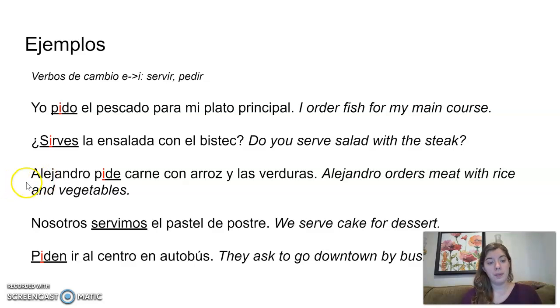La tercera frase. Alejandro pide carne con arroz y las verduras. Pide. Aquí tiene E. Alejandro es él. El sujeto él, Alejandro. Pide. Nosotros servimos el pastel de postre. Nosotros servimos. Servimos no se cambia. E se queda. It keeps the E.